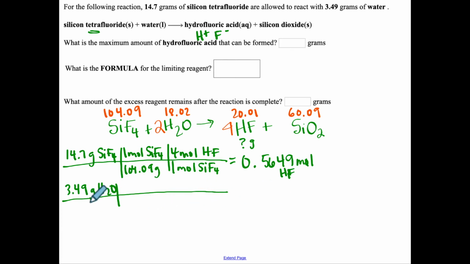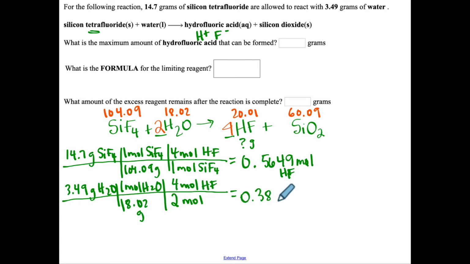So now we're going to go from our other given to moles of hydrofluoric acid. So we have grams of water here, so we have to put grams of water down here, and that's equal to 1 mole. And then 2 moles of water are equal to 4 moles of hydrofluoric acid. And when we type that all in, we get 0.3873 moles of hydrofluoric acid.